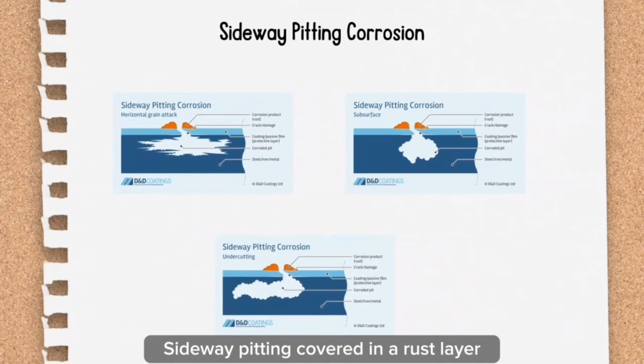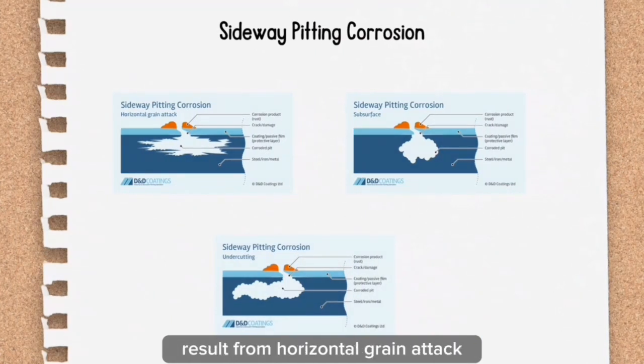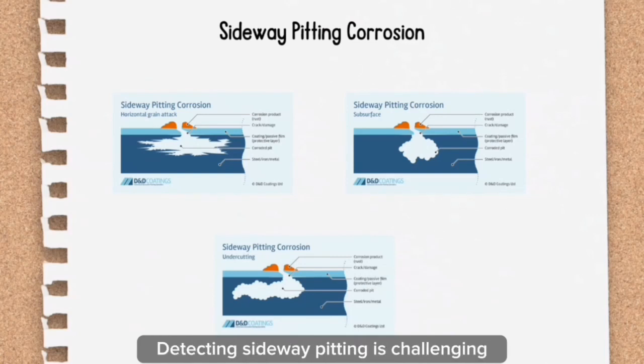Sideway pitting, covered in a rust layer, results from horizontal grain attack and can swiftly penetrate metal. Detecting sideway pitting is challenging, as the metal surface may seem unaffected, giving the impression of minor damage with only a few small rust spots.